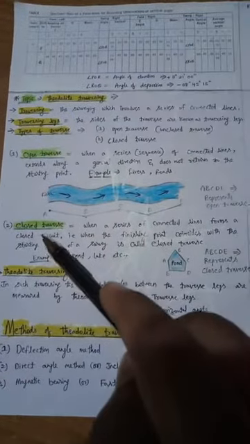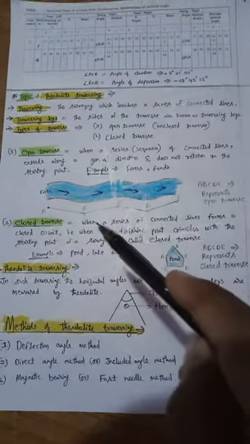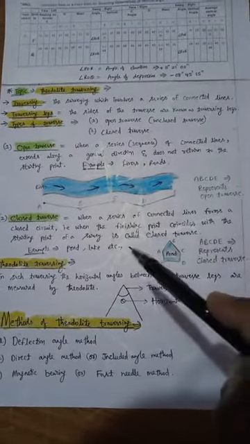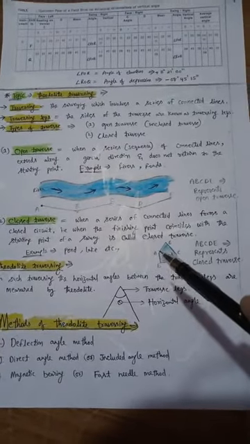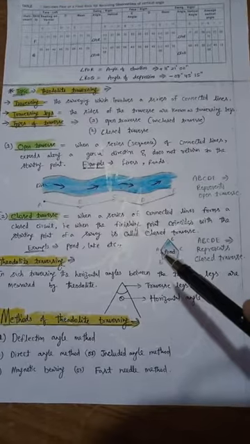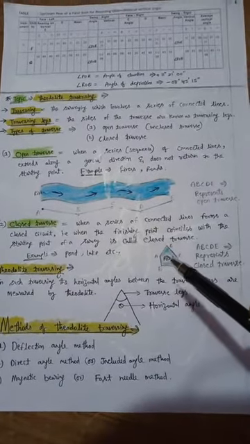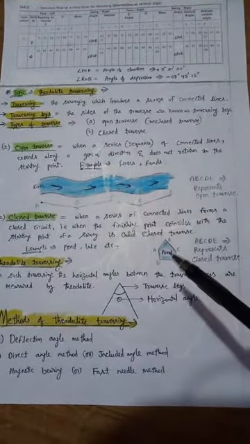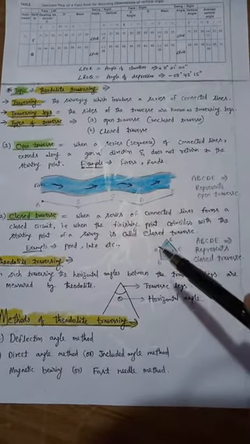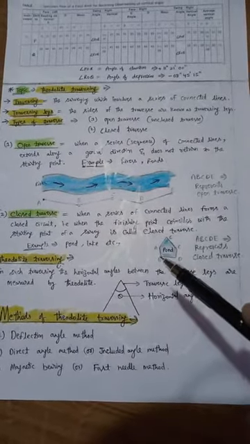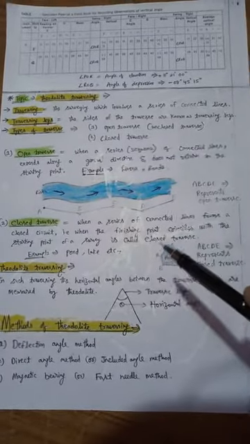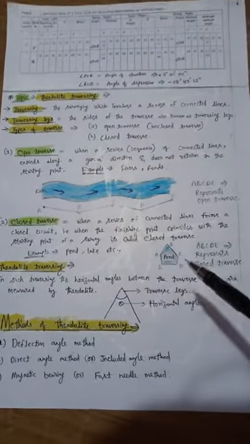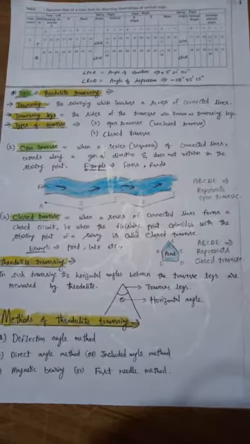The next type is closed traverse. When a series of connected lines forms a closed circuit, so this is a closed circuit, that is, the finishing point coincides with the starting point of a survey, it is called a closed traverse. Examples are pond, lake. So here this is the pond. A, B, C, D, E are a series of connected lines but coinciding at one point. So A, B, C, D, E represent a closed traverse.